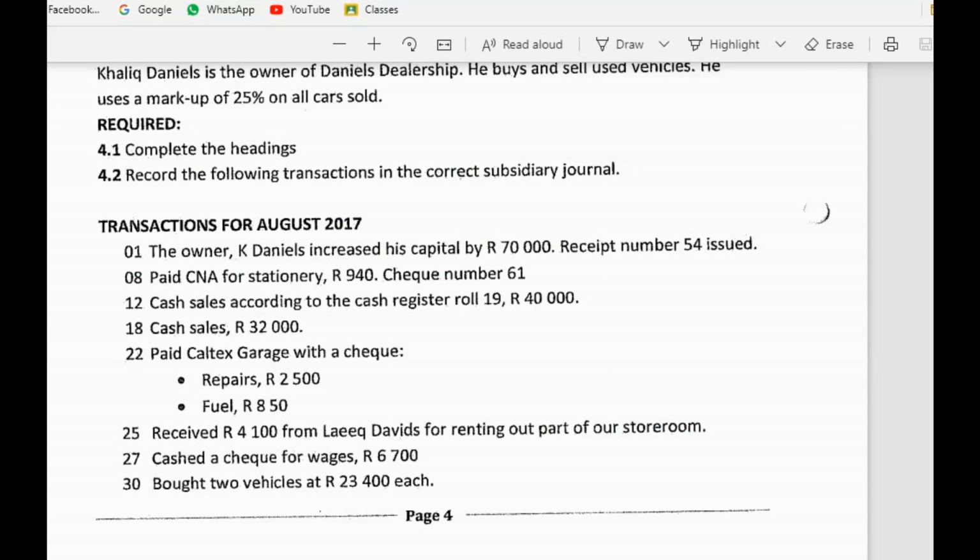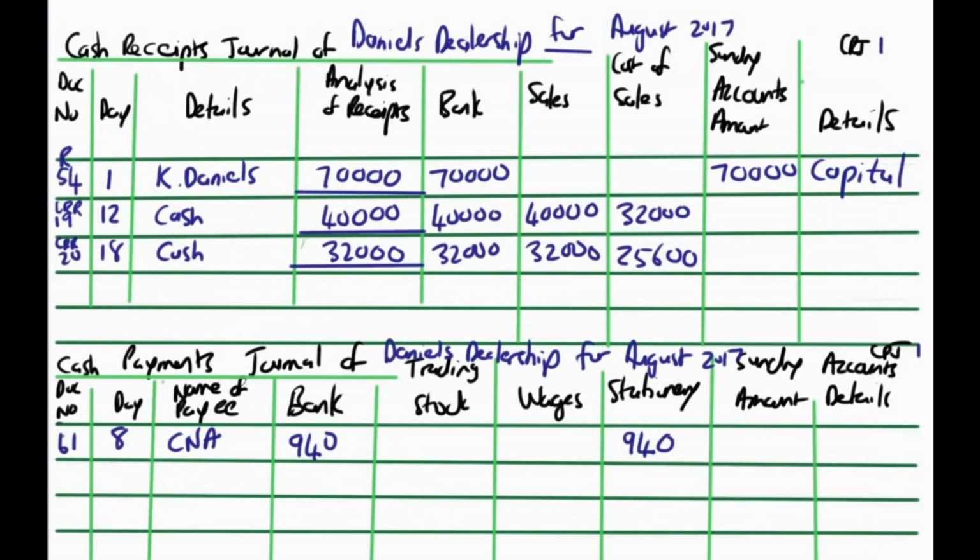Then the next transaction over there is on the 22nd. We paid Caltex. So we paid for repairs and fuel. Now, take into account, you would have maybe written out one check. So it's one check for repairs and fuel. The repairs was 2,500 and the fuel was 850. Okay, so it was on the 22nd. We paid the Caltex garage.